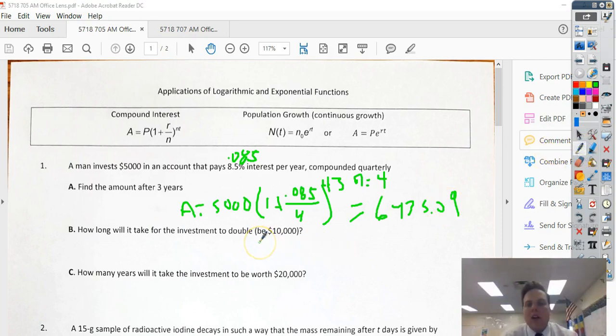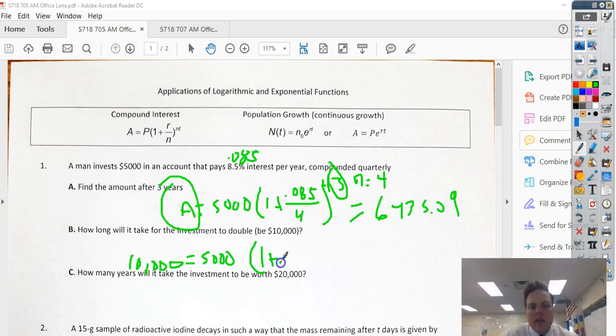The next question says, how long will it take for the investment to double, to be at 10,000? I want to show you the algebra way you could solve this real fast. Guys, this is your formula, but you're looking for where A is equal to 10,000, and we just don't know that it's 3 years anymore. So 10,000 is equal to 5,000 times 1 plus 0.085 over 4, raised to the, okay, we know we're still compounding 4 times in a year, but we don't know how many years it is, so we leave t as t.